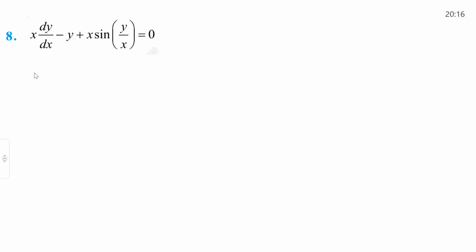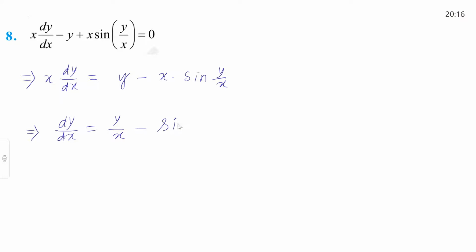First of all, you make it in standard form. This implies x dy/dx is equal to, y is shifted to the right, so y minus x sine of y/x, and that implies dy/dx is equal to y/x minus sine of y/x, dividing by x.